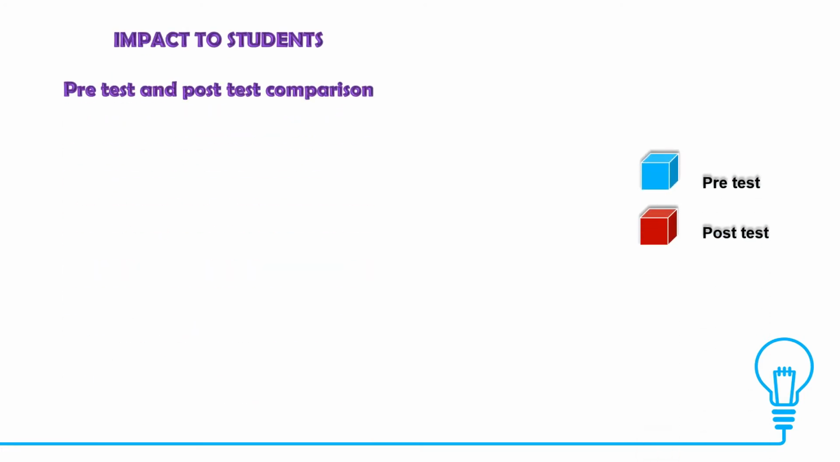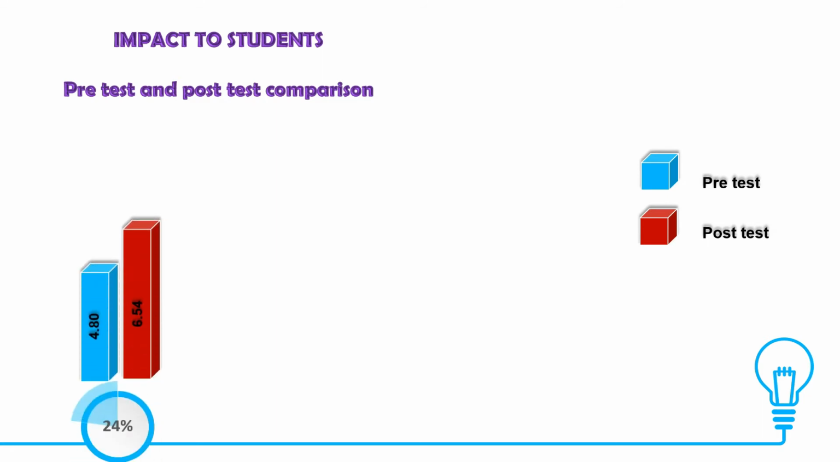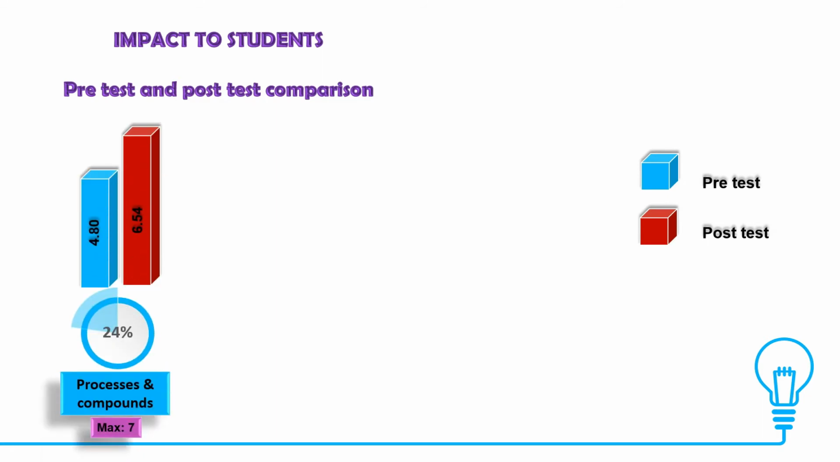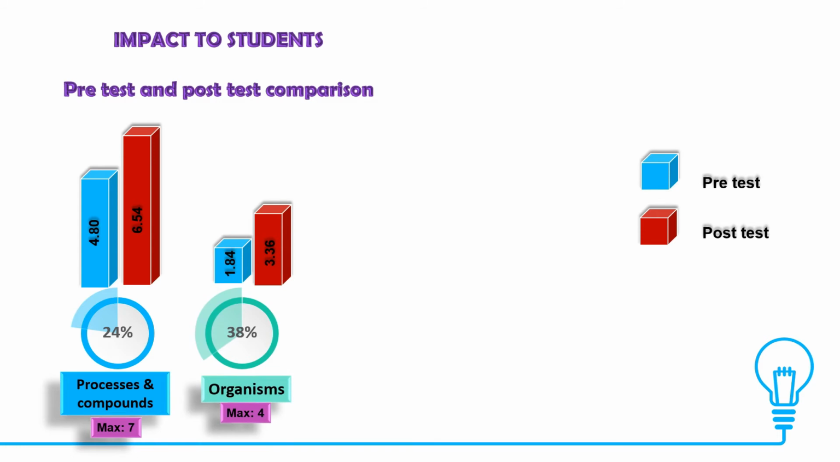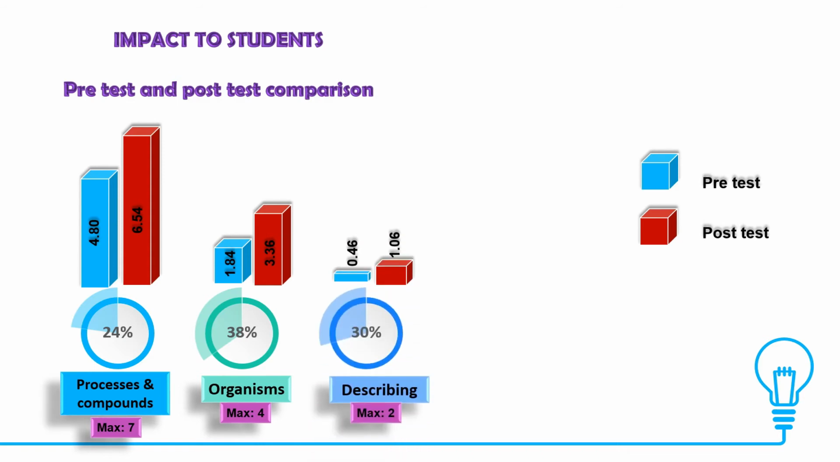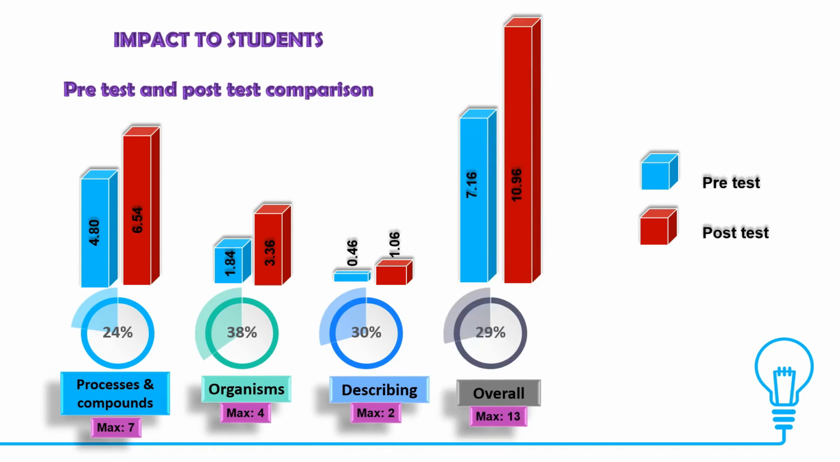During the intervention, we compared the mean of the pre-test and post-test. Students' ability to name the processes and compounds increased 24%, from 4.80 to 6.54 out of 7. Students' ability to name the organisms increased 38%, from 1.84 to 3.36 out of 4. The ability to describe the processes increased 30%, from 0.46 to 1.06 out of 2.